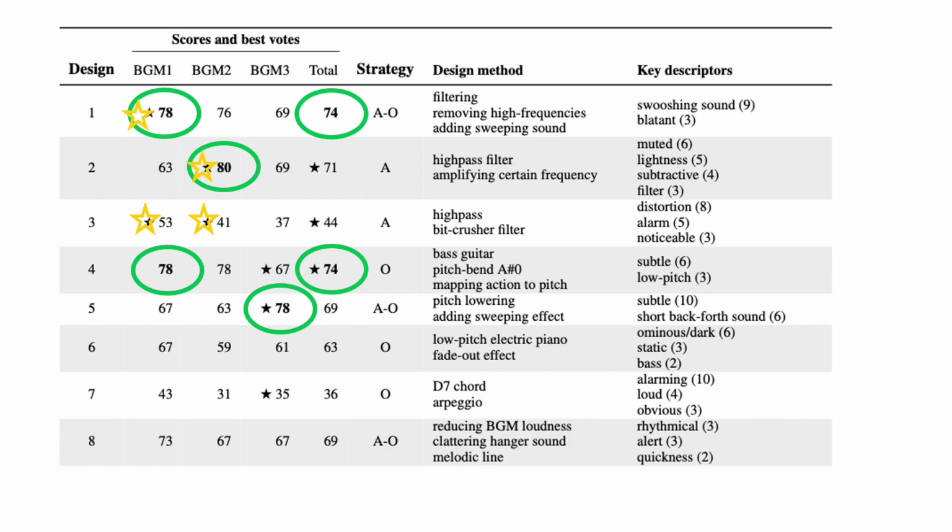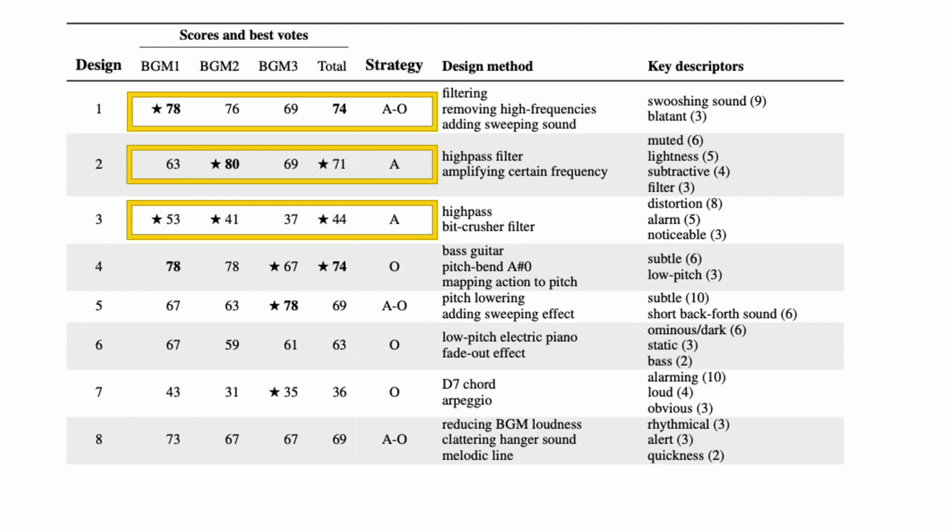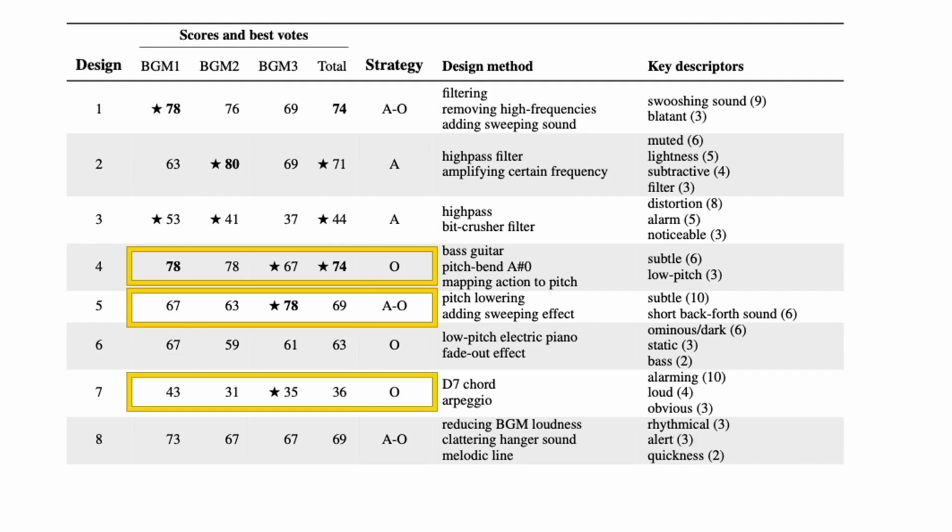Finally, with BGM3, SD4, SD5, and SD7 have the most votes. SD5 has the highest score, and SD4's score was above average. However, SD7 has the lowest score, but still has the most votes. This shows that the score itself is not a reliable predictor of votes for best design. The sounds that have more best votes on BGM1 and 2 tend to have the altering strategy. And the sounds that have more best votes on BGM3 tend to have the overlaying strategy.